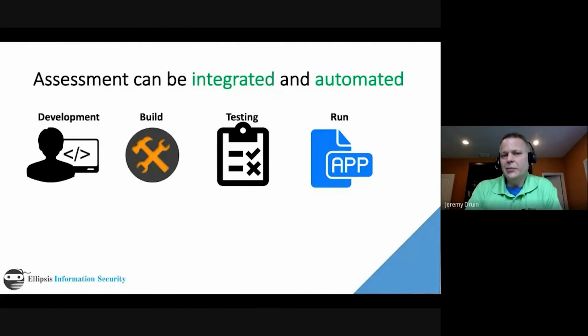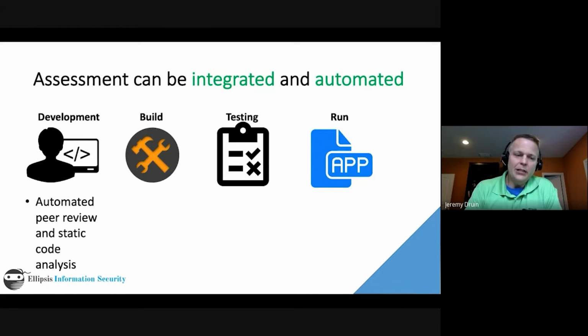But security assessments can be integrated and automated. In fact, that's what DevSecOps is. We integrate security tightly into both development and operational processes. So in development, we would have automated peer review, sometimes referred to as static code analysis, where we're literally just looking at the code with other software. And these security tools can examine the code and find problems.